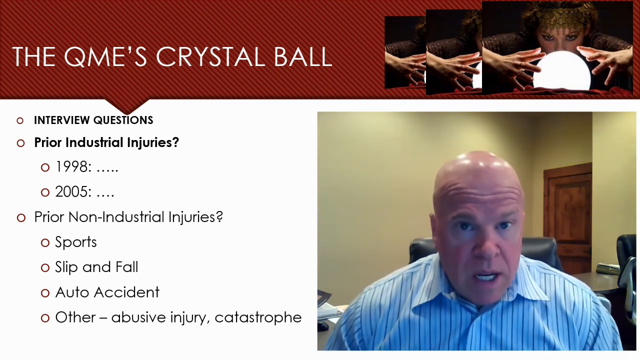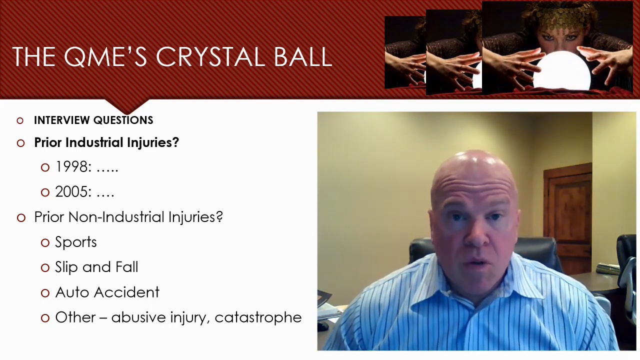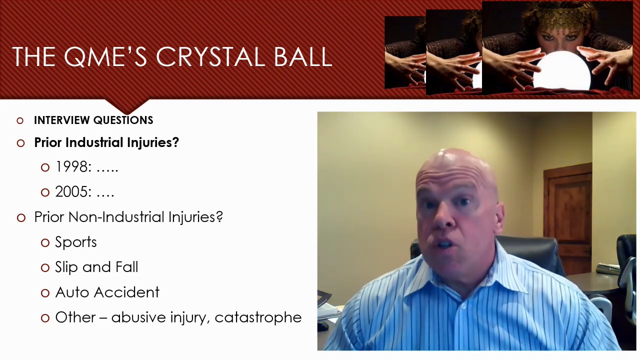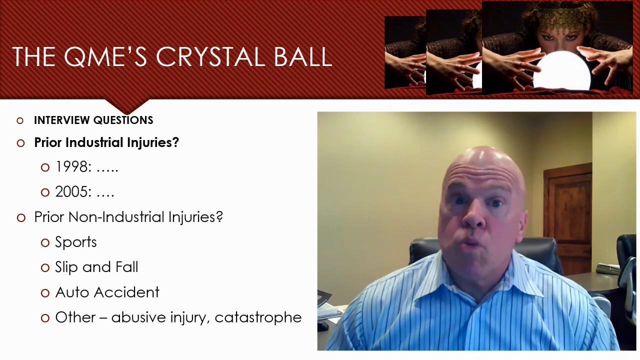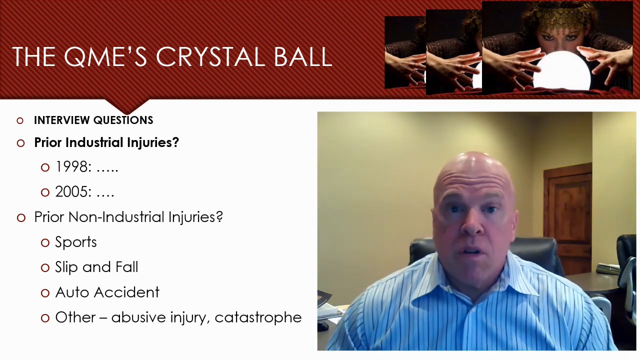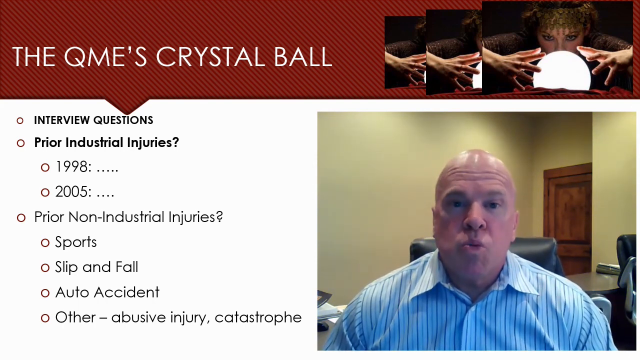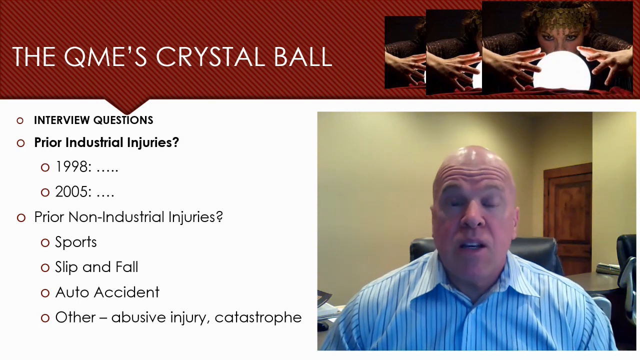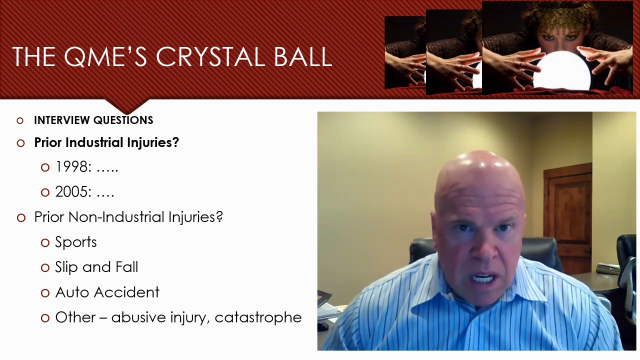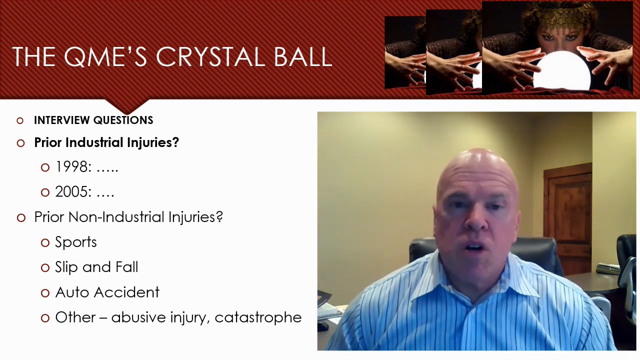And don't be surprised if the examinee fails to remember any prior industrial injuries. If they do fail to remember, then you can gently remind them that perhaps there was a prior industrial injury in 1998, and you can reference the body parts involved and perhaps the employer involved. Of course, this will intrigue the examinee that you know this type of information, and it will encourage the examinee to search their recollection for details regarding these industrial injuries.